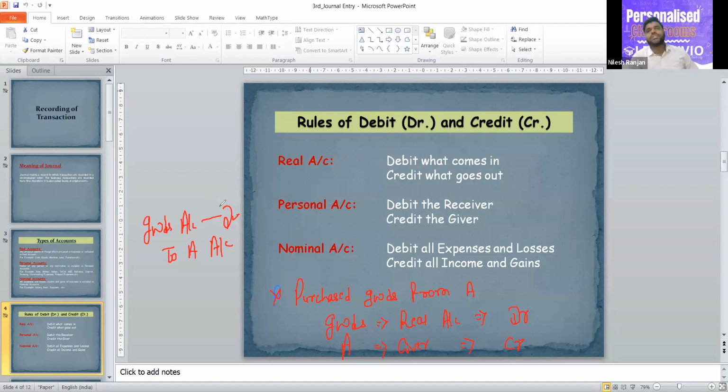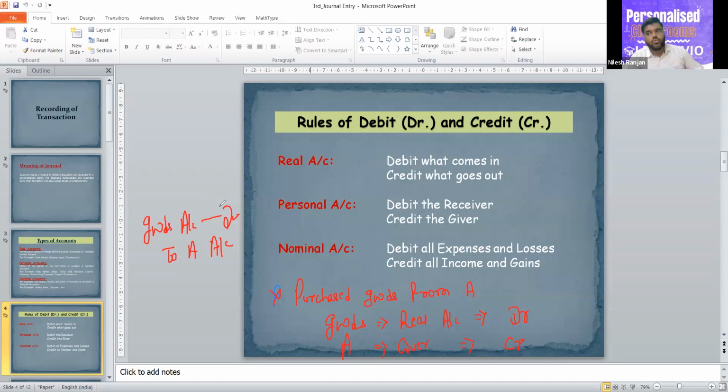If we have paid rent, then rent will be debited. So all the expenses and losses will be debited in our books, and all the income and gains will be credited in our books. So rent received, discount received is generally credited here. So these are the rules you have to remember.